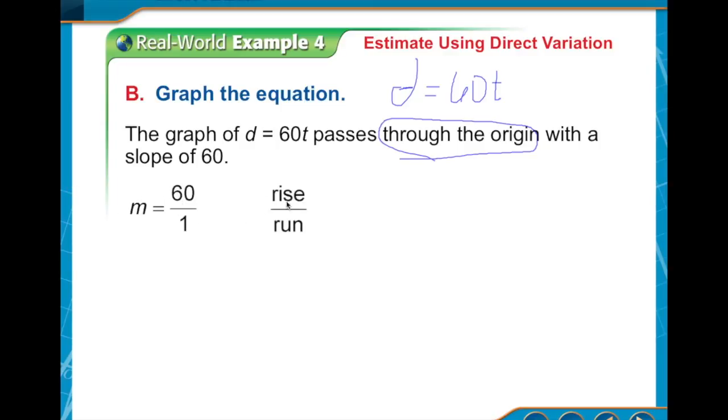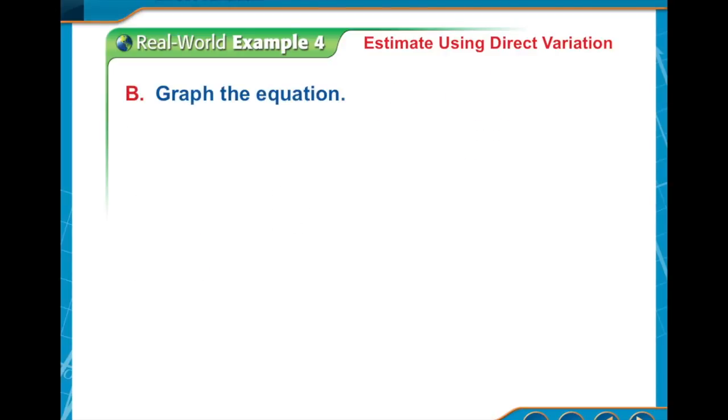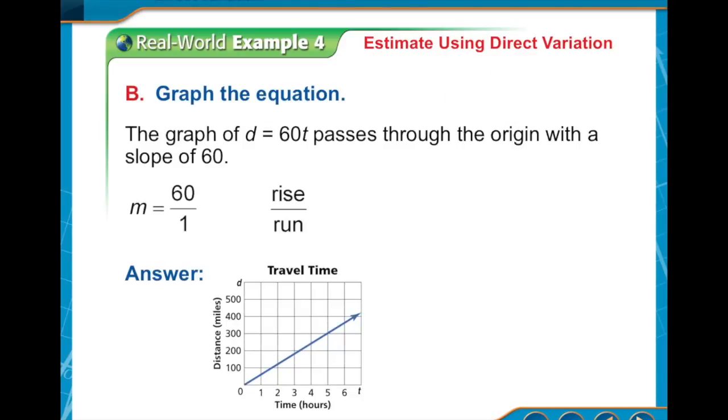That's our rise over our run. So from the origin, we'll go up, we'll rise 60, and we'll run, we'll go over 1 unit. From the origin, do this and this. That'll give us a second point, and then we can draw that line. So the image that you should draw, if you haven't already, should look like this.